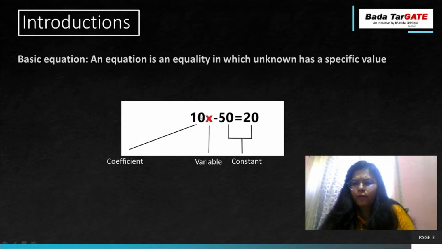When I'm talking about this coefficient, that is 10, it comes along with the variable x. A coefficient can be any number or expression which is present with the variable. And here two constants have been utilized to determine the certain value of x.